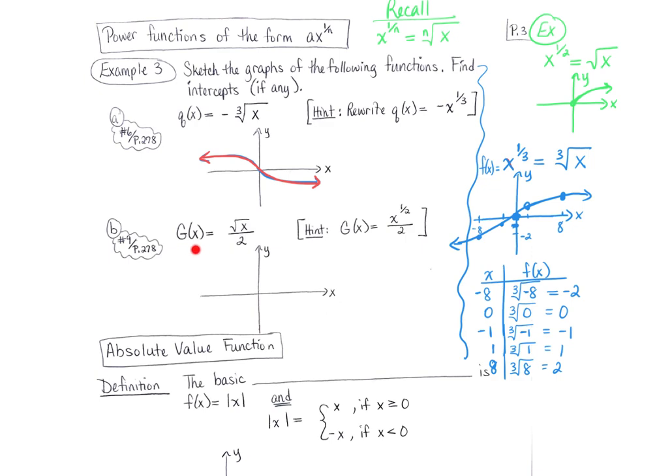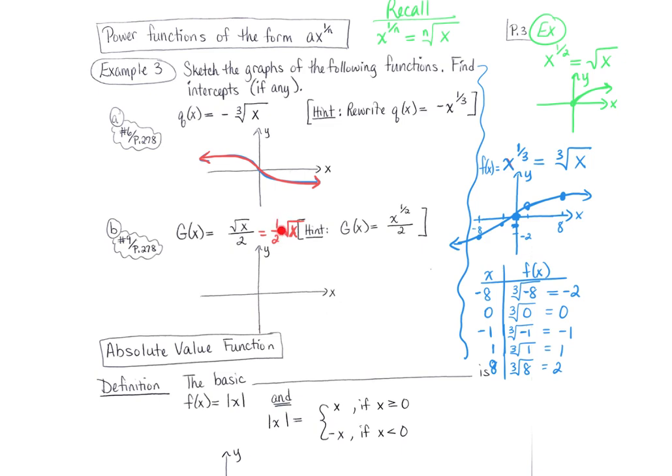If you have g of x equals the square root of x over 2, notice that this is the same thing, if you had it in this form, as x to the 1/2 over 2. This is the same function. We can also rewrite this as 1/2 times the square root of x. The fact that this 1/2 is between 0 and 1, notice that for the square root of x, the shape of the graph is like this.